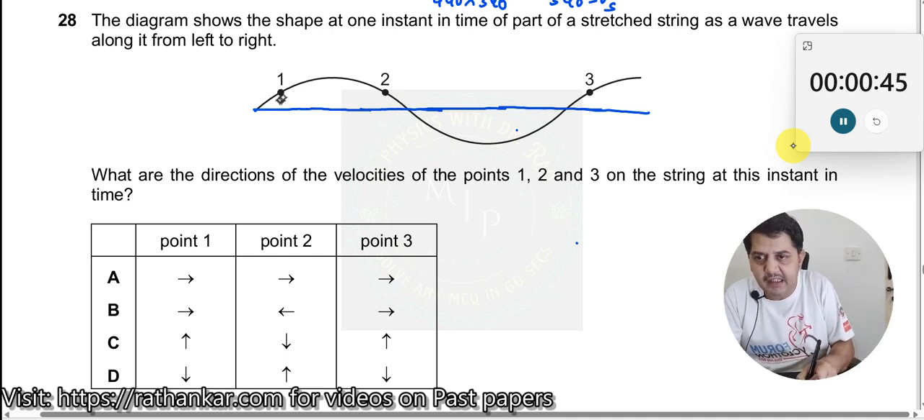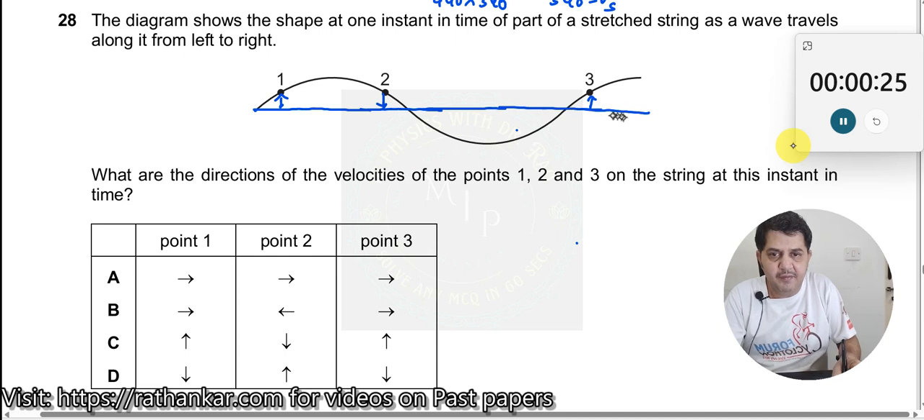Now, you see the points 1, 2 and 3 are at the same positions, and you can also observe that point 1 and point 3 have the same behavior. If there is a particle here, and it is vibrating like this, this is also vibrating like this, while this particle is now trying to come downward, which means the velocity of this particle and the velocity of this particle should be the same. They should be in the same direction, while point 2 should be in the opposite direction.